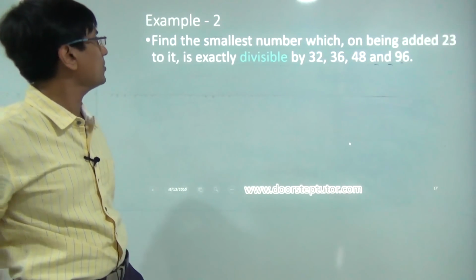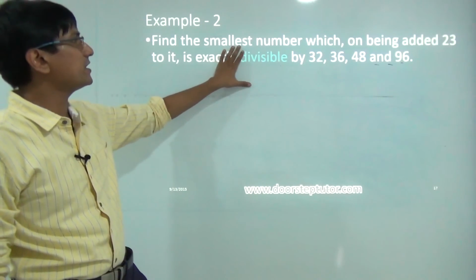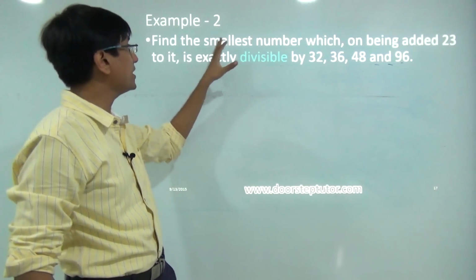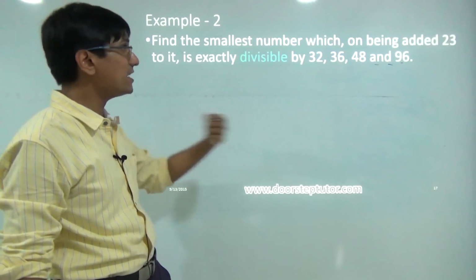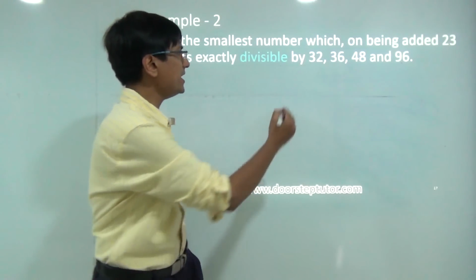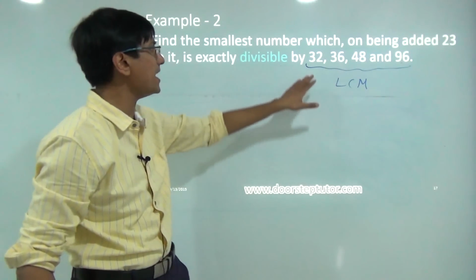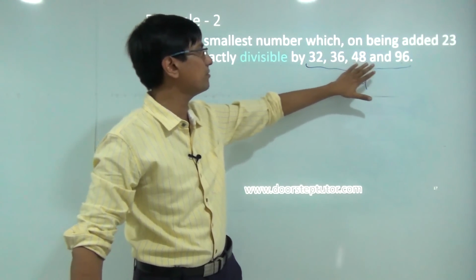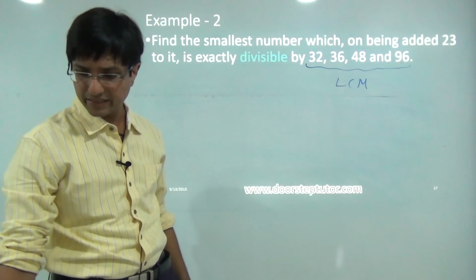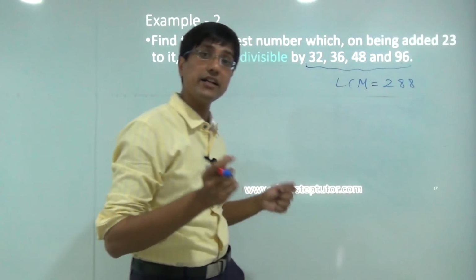Let's move on to the next problem. This is simple. I have to find the smallest number which, when I add 23 to it, is divisible by 32, 36, 48 and 96. So let's try to find the LCM of these four numbers, the smallest number which is 100% divisible by these numbers. That would be the LCM of 96, 48, 36 and 32, which is 288.